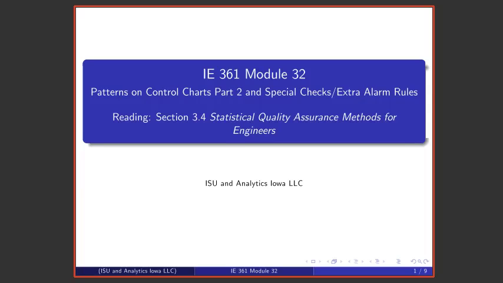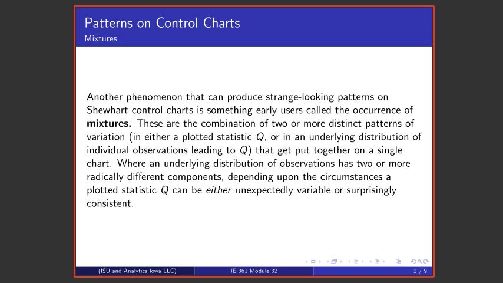Welcome to Module 32 in this series of lectures on statistical process improvement and statistical quality assurance. This is the second part of our discussion of patterns on control charts that includes a discussion of so-called extra alarm rules that we'll get to at the end of this little talk.